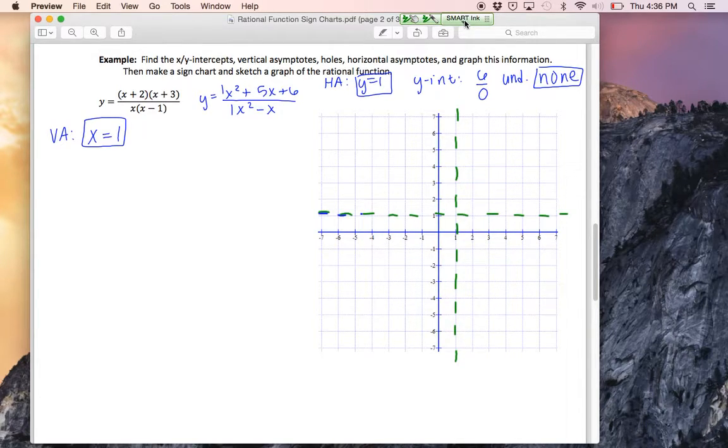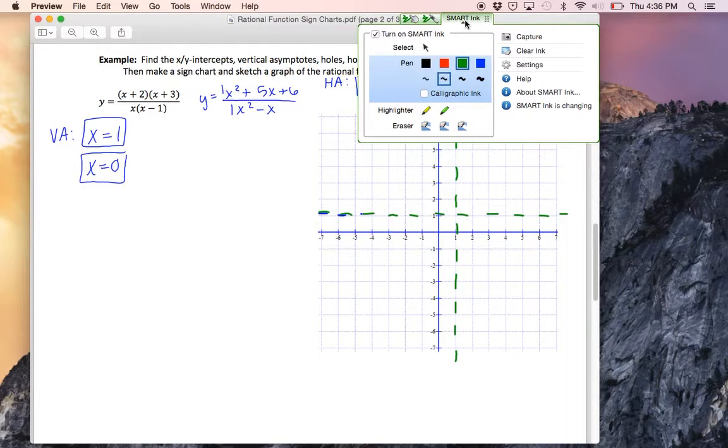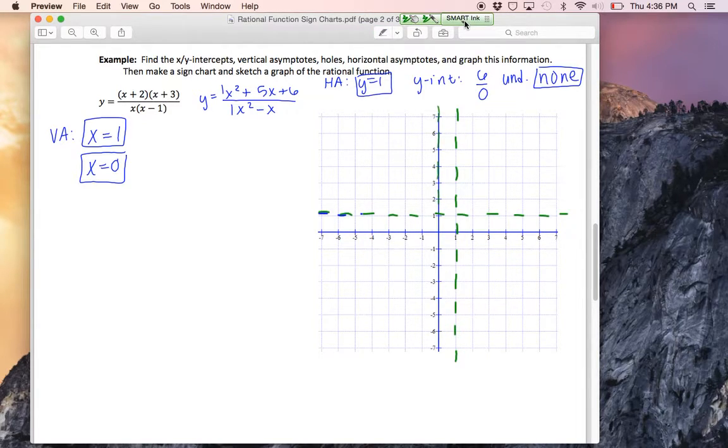Now I also have a vertical asymptote at x equals 0, because 0 also makes only the denominator equal 0. So I have another vertical asymptote here. That factor is only in the denominator, and this other factor is also only in the denominator. Okay. Now, let's see what I'm missing: holes. Holes are where you have a repeated factor. Well, there's nowhere that the numerator and the denominator both equal 0. There's no factor that's in the top and the bottom. So there are no holes.